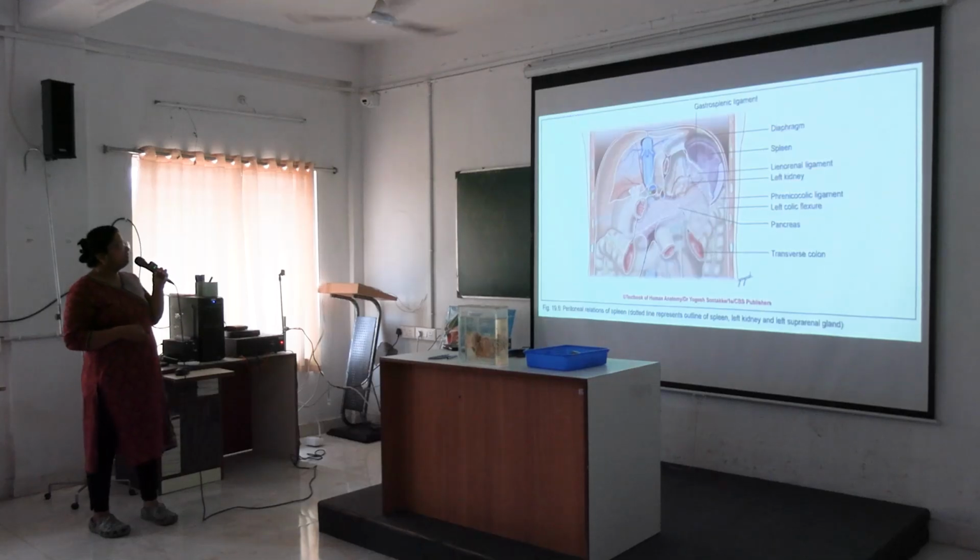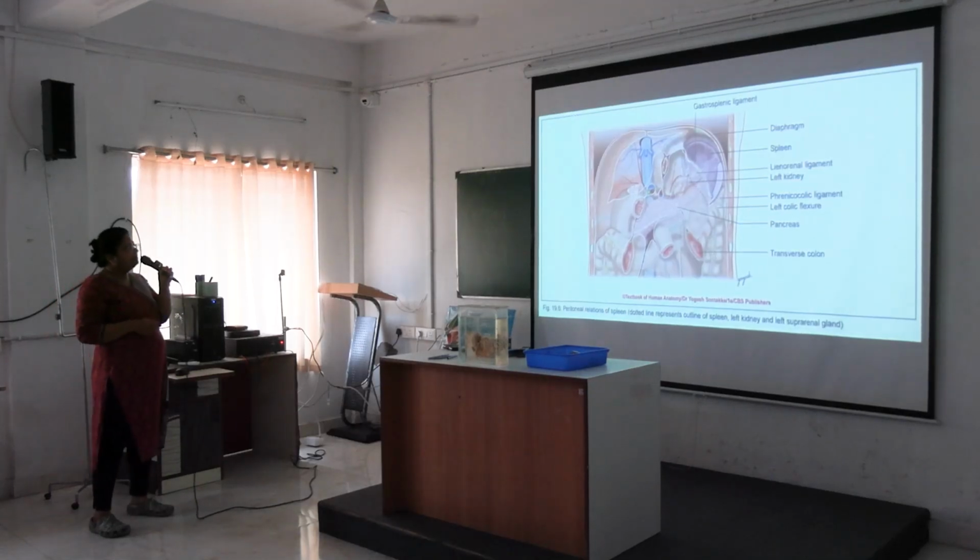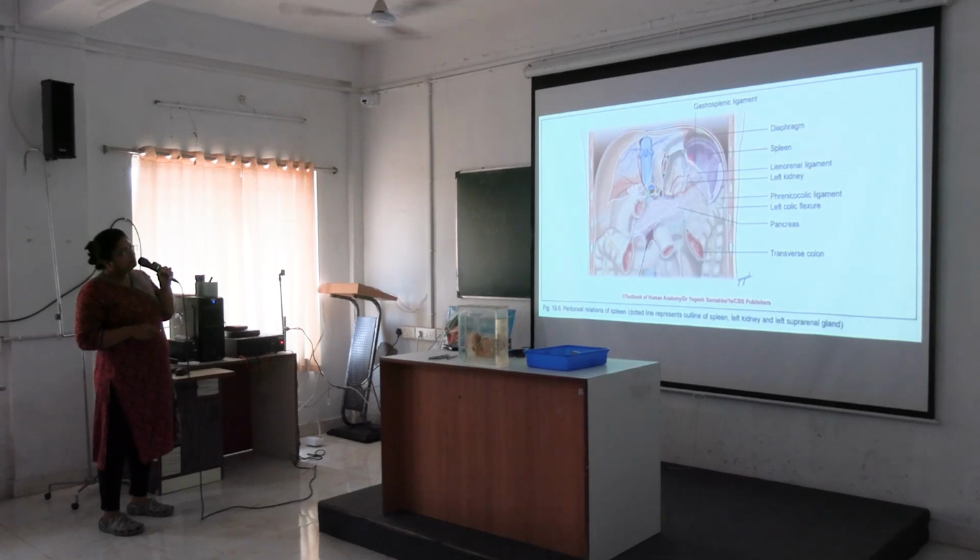Okay. Here you can see the peritoneal relations. The stomach has been removed. This is the gastrosplenic ligament connecting the stomach. These are the two ends of the stomach. Here is the cardiac end, here is the pyloric end. So this is the gastrosplenic ligament.